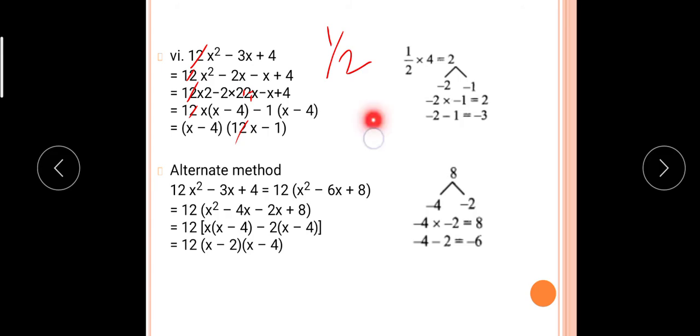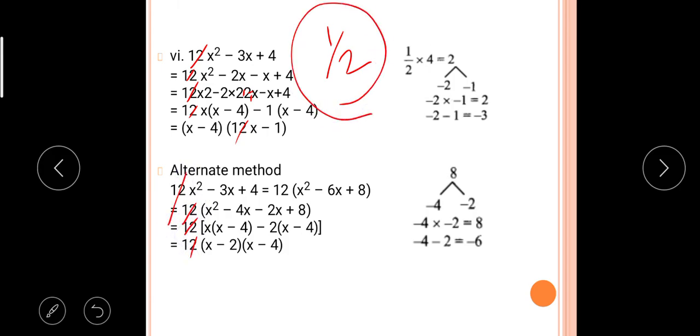If you find that this one step is hard, you can solve in this way also. But just remember, sorry students, this is 1 by 2. This 1 by 2 x square minus 3x plus 4 is equal to... by simply multiplying this equation by 2, you will get x square minus 6x plus 8. Just multiplying 2 to the equation you will get this. So in this way also you can solve.